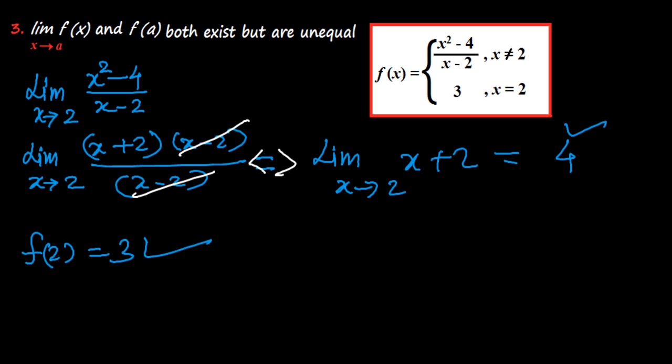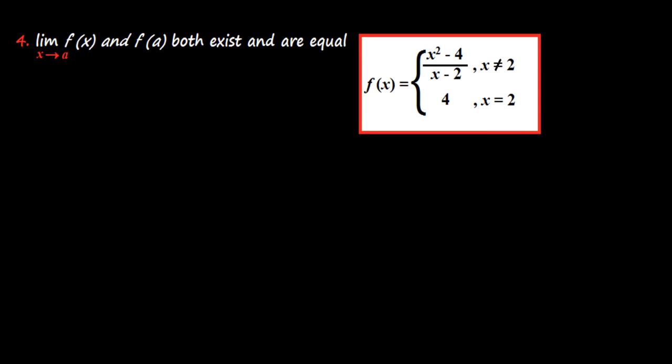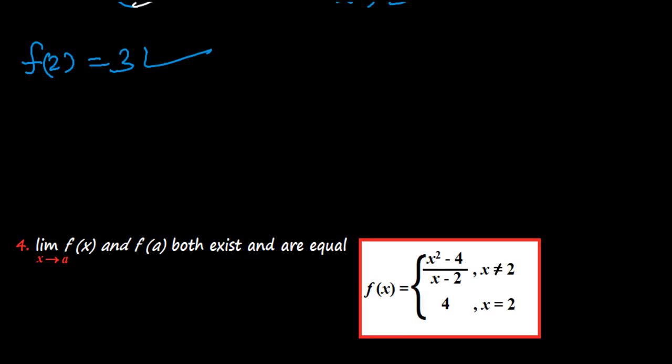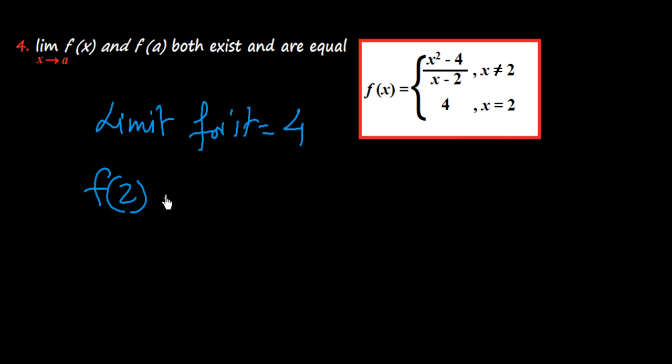Now we see the next one. This is the last one. We have the limit of f of x as x tends to a and f of a both exist and are equal. As we have seen in the previous, the limit is 4 here. The limit is equal to 4, and the function value is also 4. They are giving that f of 2 is equal to 4. So both exist and both are equal.